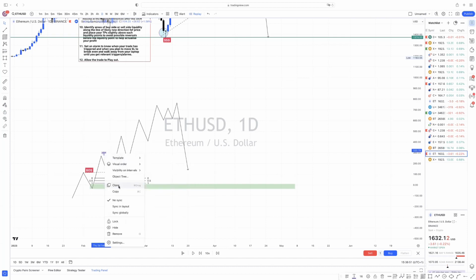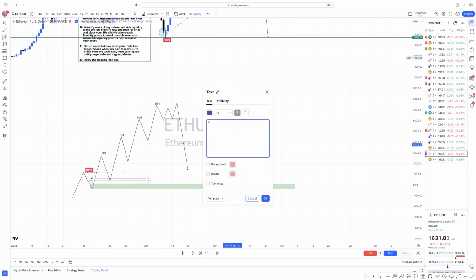So you really need to train your eyes to be able to identify the higher highs, the break of structure, the shift in market structure, and all that, because it will not be that perfect when you get to the real life market. All right.